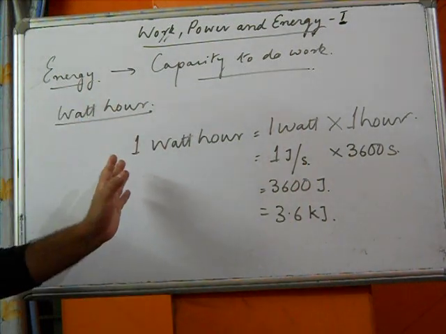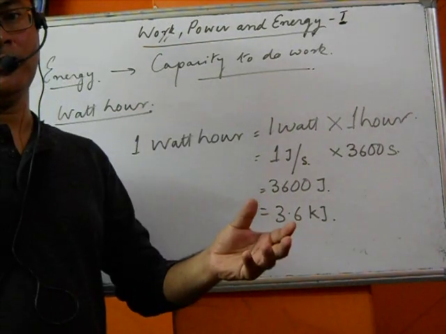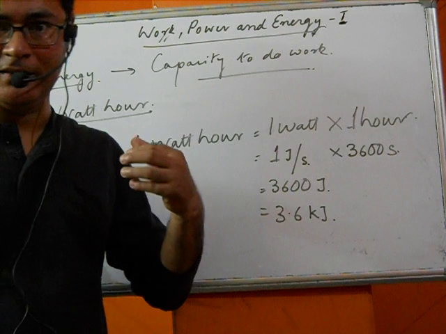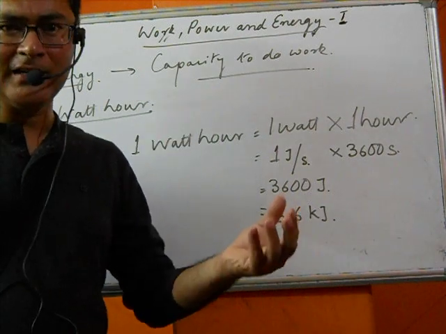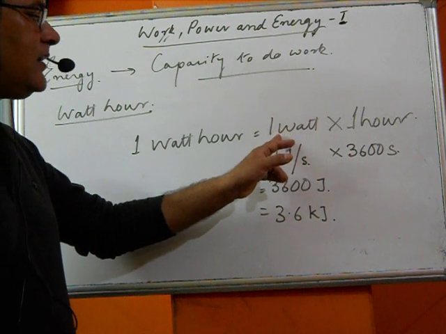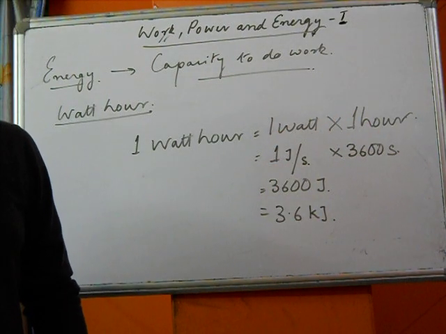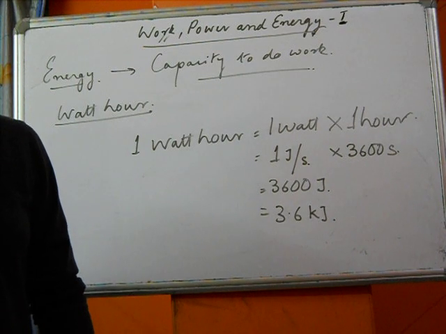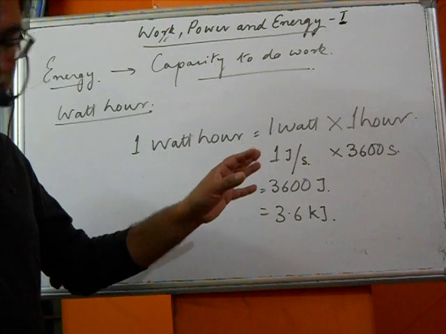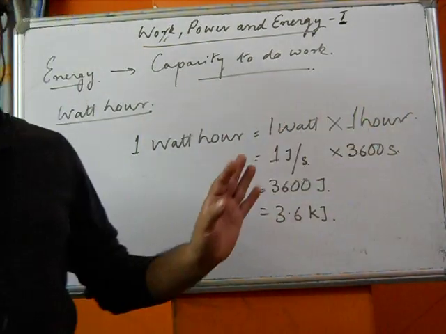So what is 1 watt hour? 1 watt hour is the amount of electrical energy consumed, or work done, by an electrical appliance when it does work for 1 hour. 1 watt hour is the amount of electrical energy consumed by a source or an electrical appliance of 1 watt in 1 hour.